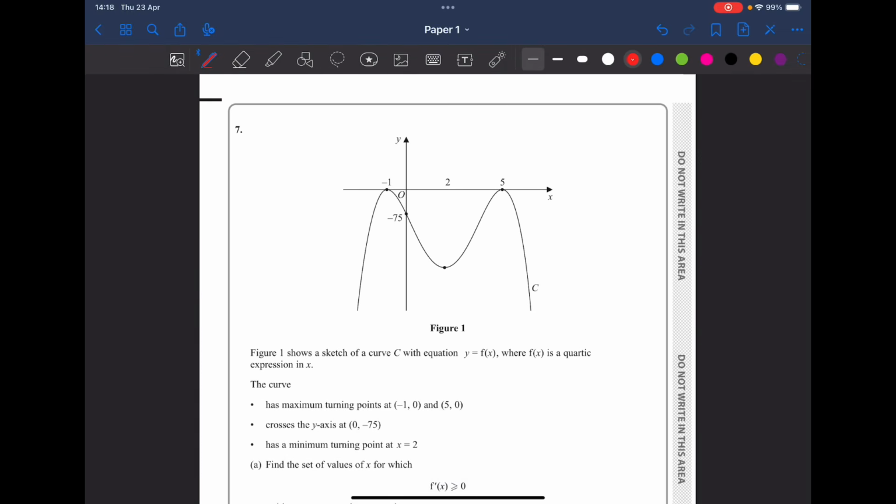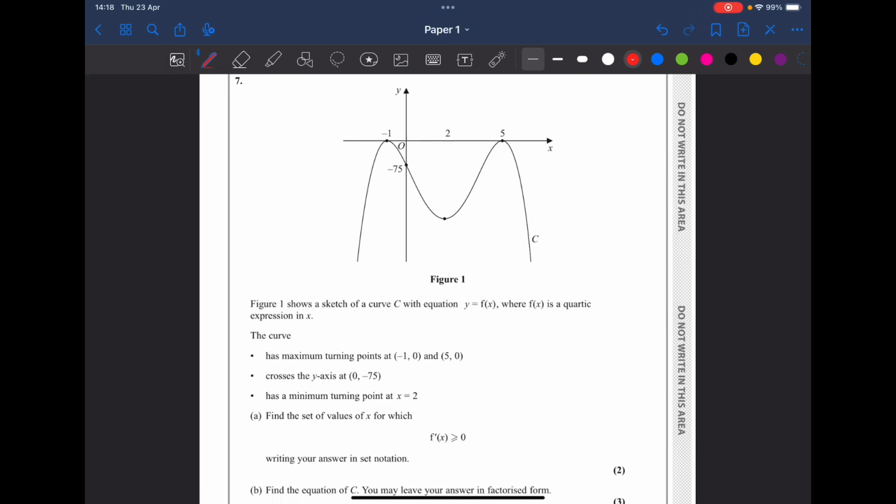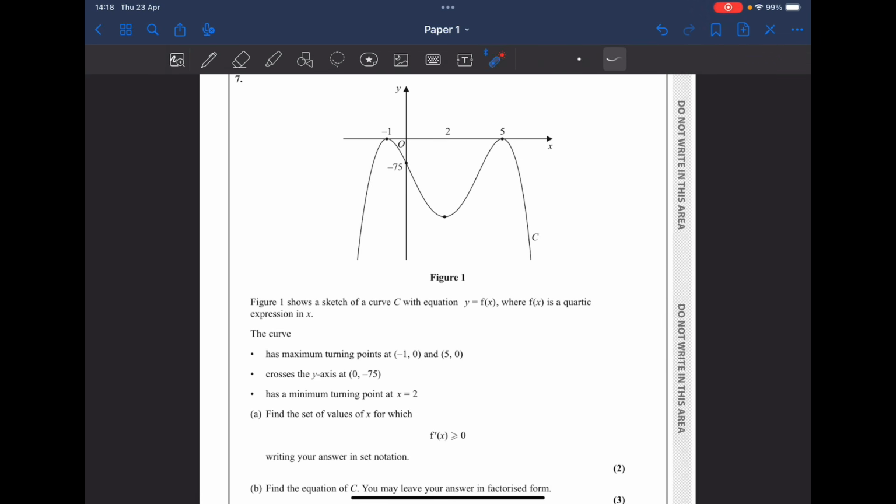So number 7, got some quartic in here. Turning points at -1, 0 and 5, 0. It crosses the axis here at -75, and a turning point at 2. Find the set of values for when the gradient is positive. So we can see that's this section and this section. So it's whenever x is less than -1 or between 2 and 5. You can see here we do include when it's flat, so that does include all of those numbers.